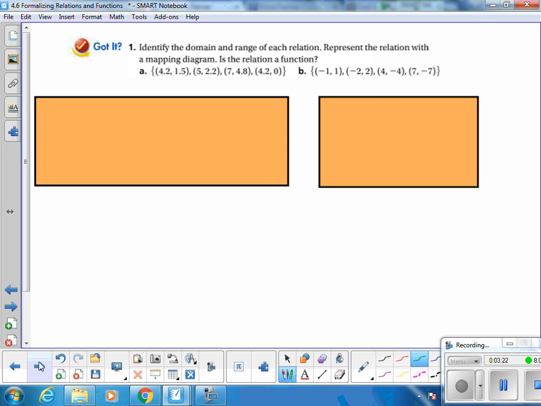All right, press pause. I want you to give a try on this one. You're going to identify the domain and the range of each relation, and I want you to determine, is it a function or no?